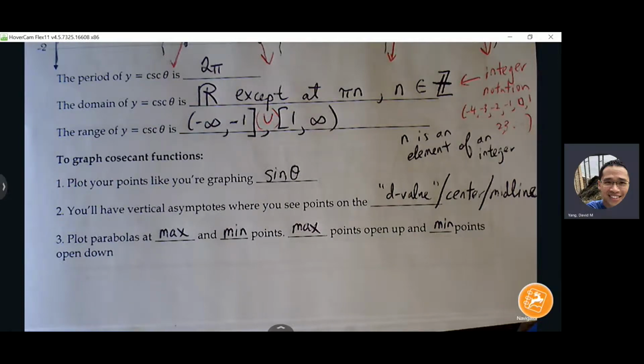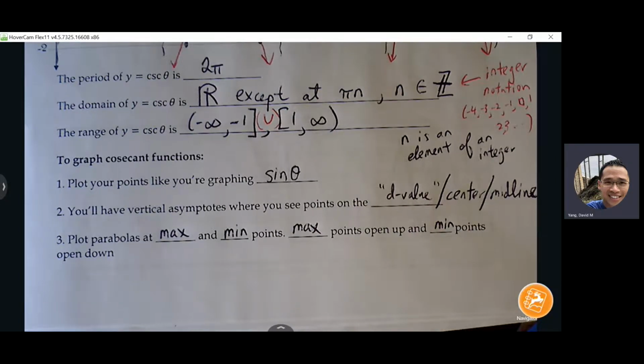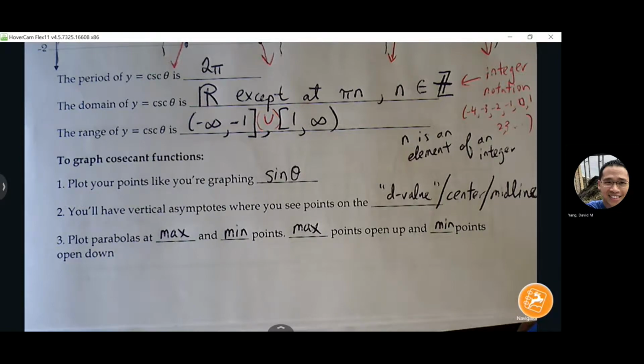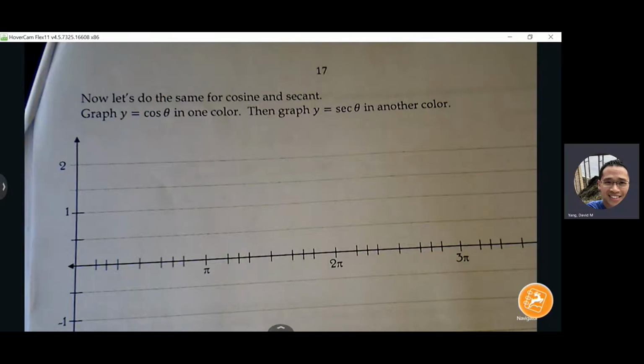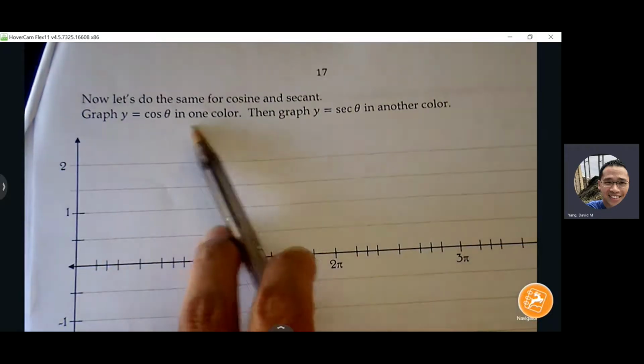Now let's look at the secant graph, because the secant graph is very similar. We're just going to build off of the cosine. So let's go to page 17. Any questions with this page? So now let's do the same for cosine and secant. Graph the cosine in one color, then graph secant in another color. But I'm just going to do cosine with dotted lines.